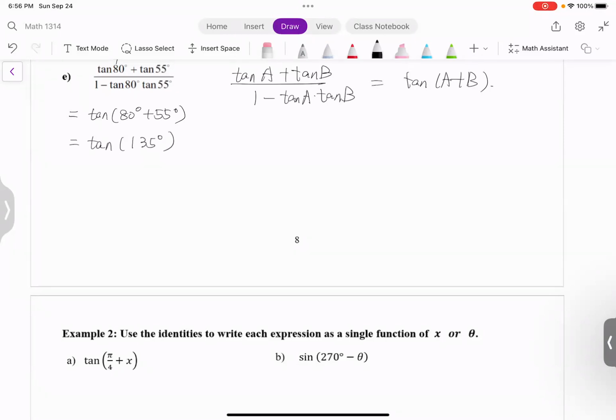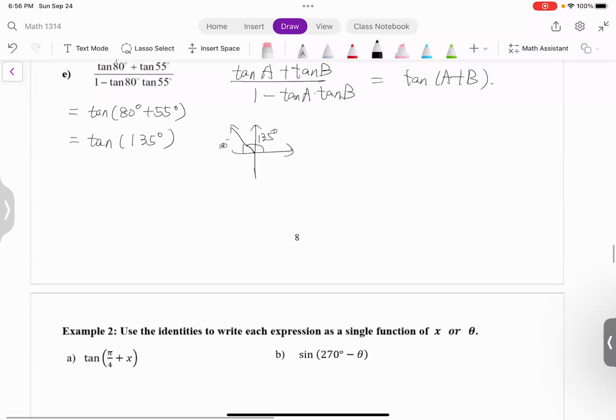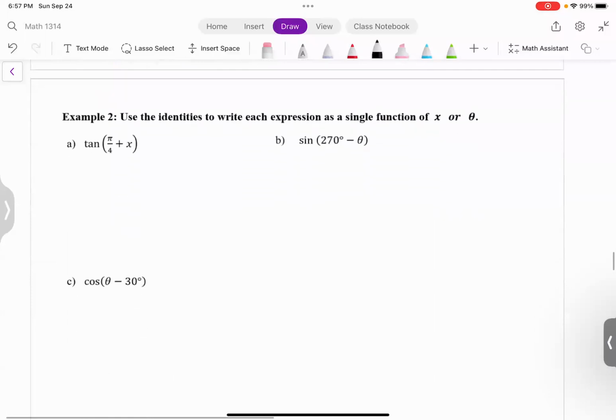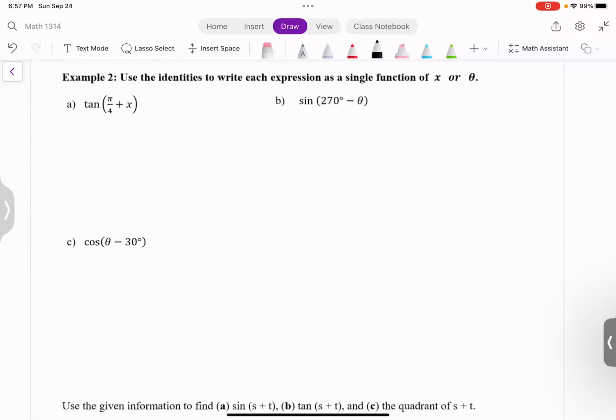So is 135 a special angle for us? Yes, it is, because 135 is in the second quadrant. What is the reference angle of 135? It is 180 minus 135, which is 45 degrees. All right, this is tangent 45. In the second quadrant, is tangent negative or positive? Negative. So we put a negative sign in front. So it is negative 1. All right. Let's see the next example. Use identities to write each expression as a single function of theta.